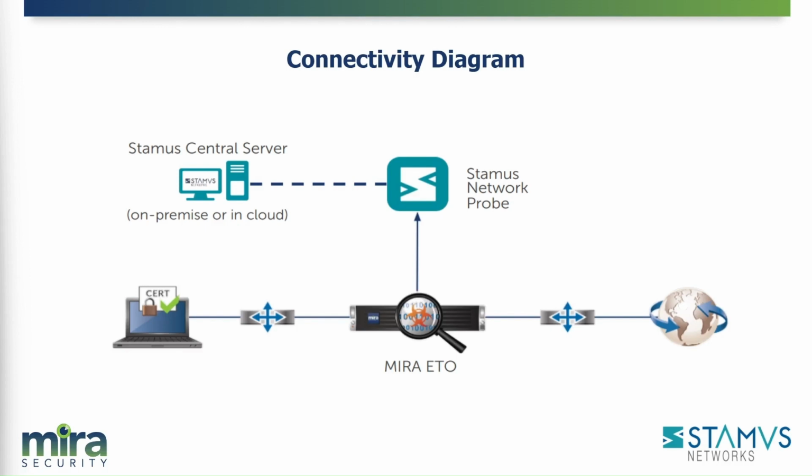The data on the Stamus probe is then sent to the Stamus central server for additional analytics, processing, and an extra layer of threat detection. The Stamus central server offers centralized management of the probe's third-party threat intelligence and rule sets, consolidated event storage, and a central integration point.